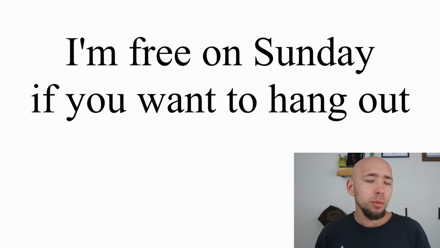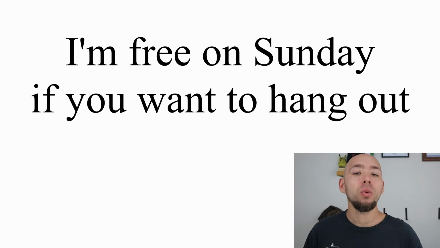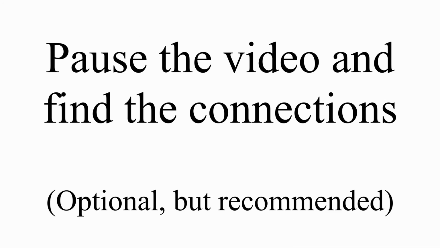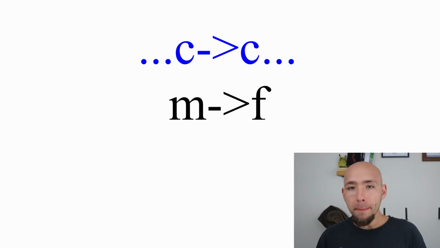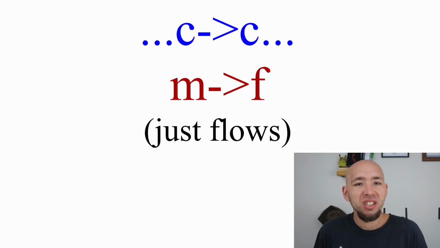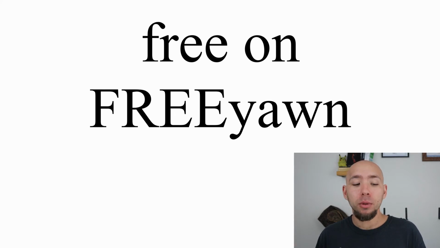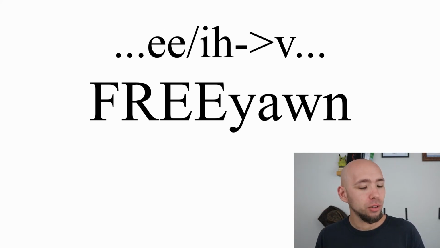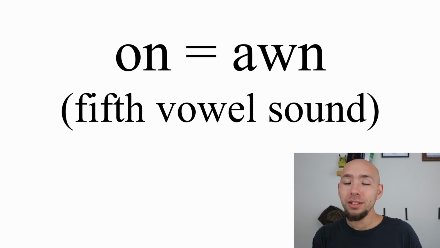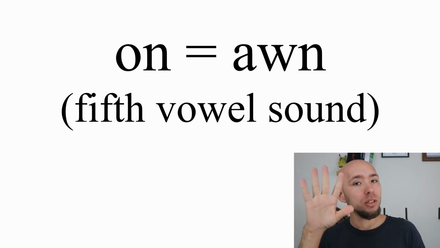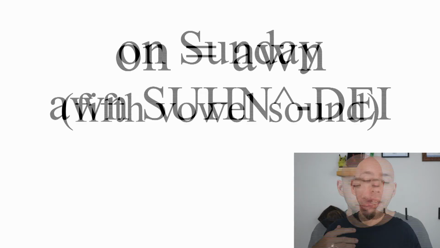Next, this sentence is a little bit longer, but I'm free on Sunday if you want to hang out. I'm free on Sunday if you want to hang out. So, I'm free. We go from M to F, mf. Nothing special there. They flow pretty well. It's okay. No connection. Okay. Free on. Okay, remember we're going from E to another vowel, so we get a small Y. Free on. Okay, and remember that vowel sound in on is the 5th vowel sound, spelled with an O, but it's ah in the back, right? Free on. Next we have Sunday.